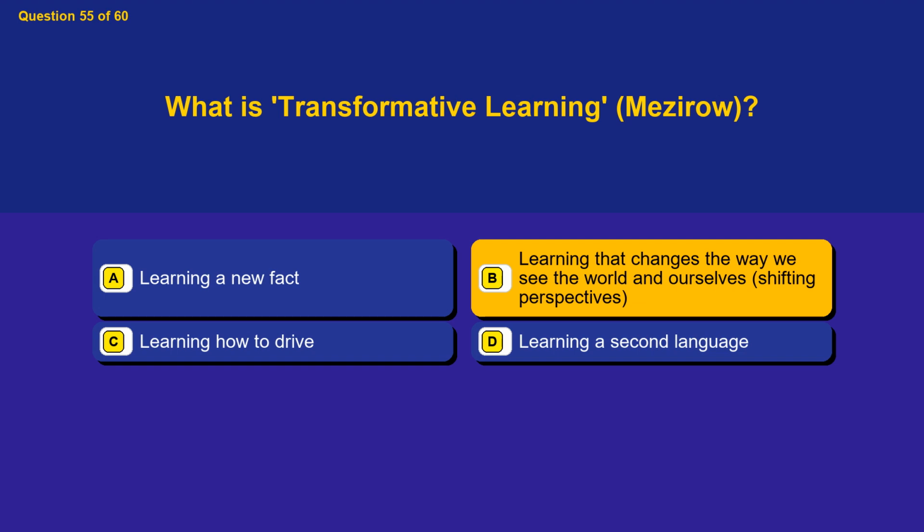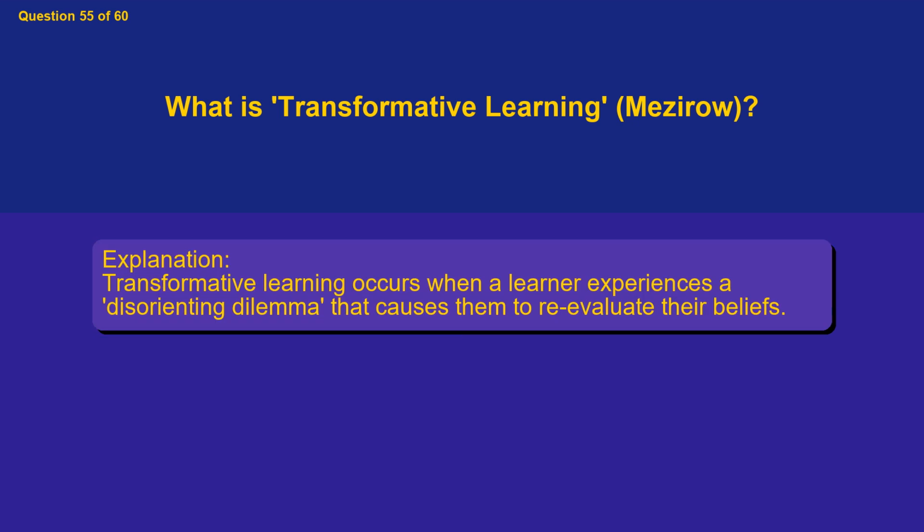The correct answer is option B. Learning that changes the way we see the world and ourselves, shifting perspectives. Transformative learning occurs when a learner experiences a disorienting dilemma that causes them to re-evaluate their beliefs.